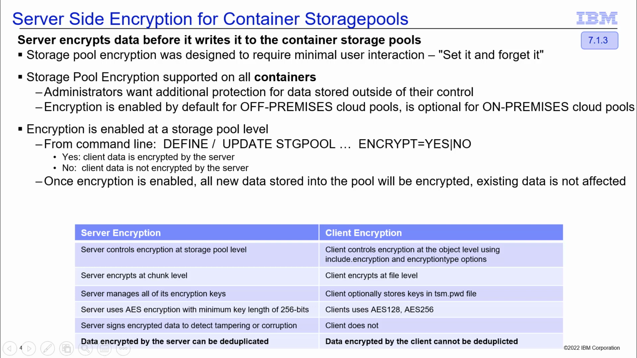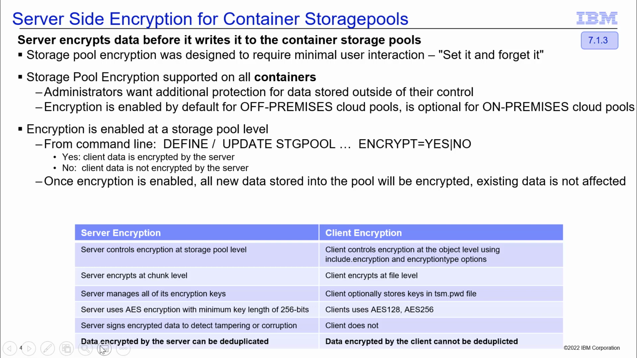We also have an option called client-side encryption, and this was there prior to us introducing the container storage pools in version 7.1.3. The difference between server encryption and client encryption is that server-side encryption is done at a storage pool level. Server encryption is at a chunk level. The Spectrum Protect server manages all of the encryption keys, and it uses AES 256-bit encryption at a minimum. If you turn on encryption at the directory container storage pool level, that data can also be deduped, because remember, we dedupe, compress, and then encrypt it on the server.